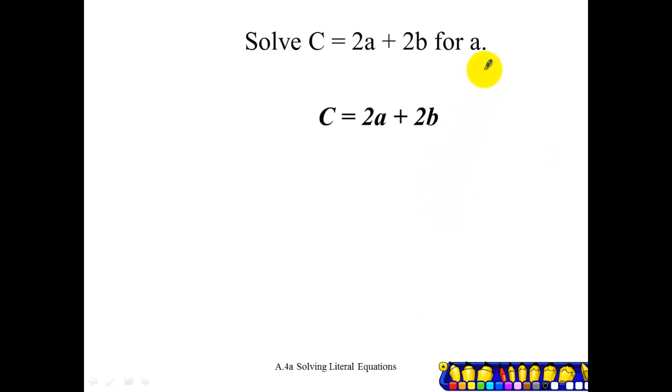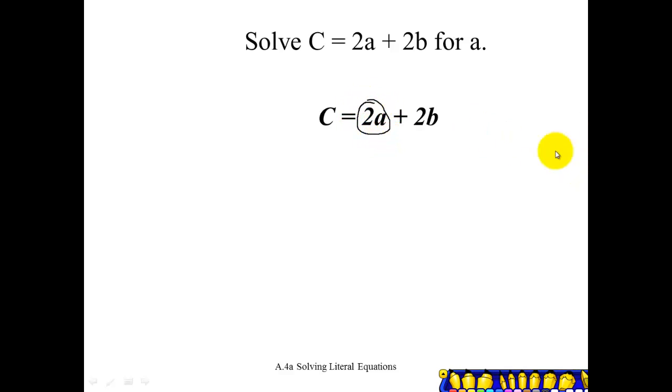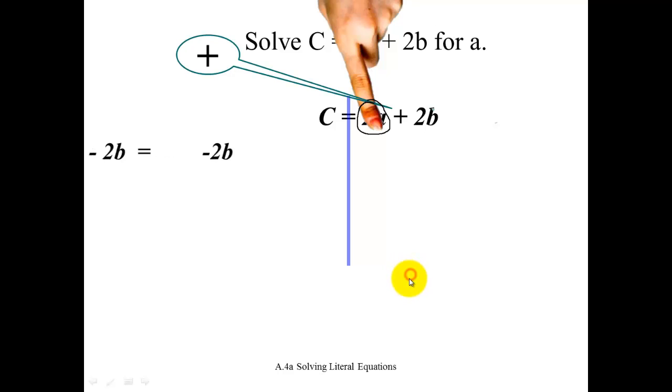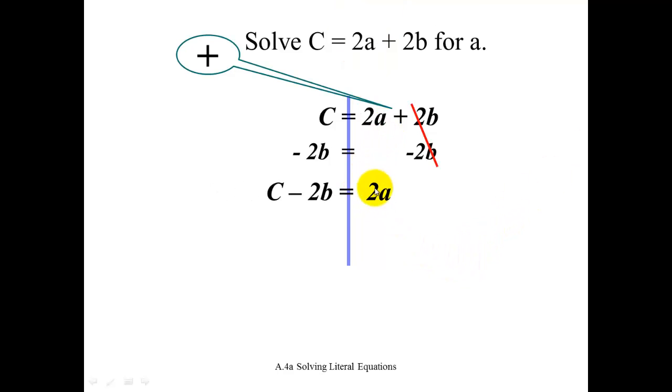We need to solve for a. So first I'm going to cover our 2a, and then I'm going to remove our plus 2b. Now this one is positive, so we have to use the inverse for this, which is minus 2b to both sides. And then we will be able to cancel 2b and minus 2b using our additive inverse. Now note that c and minus 2b are not like terms, so we cannot combine them, but we can just write this one as c minus 2b equals 2a.